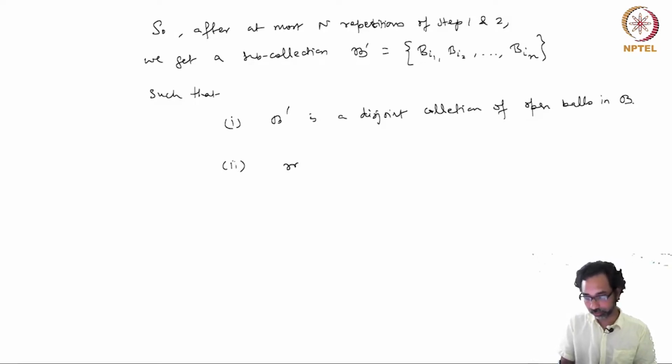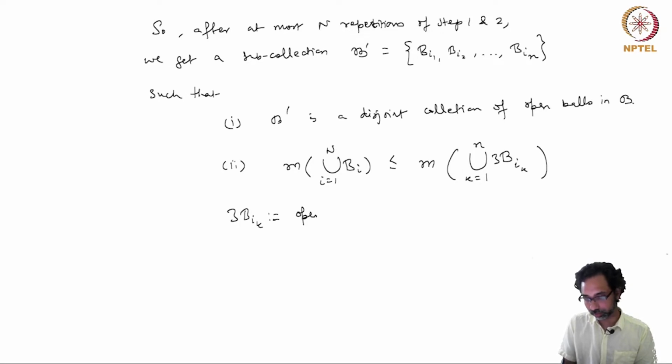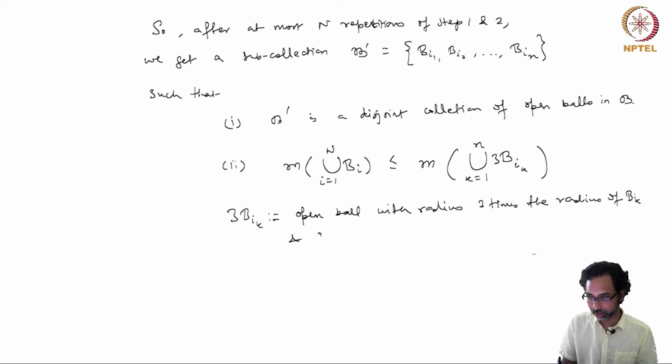And secondly, we have that the measure of the union of B_{ik}, k from 1 to n, is less than or equal to 3 to the power d times, well, let me write this first. This is less than or equal to the union, k equal to 1 to n, of the ball with the same center as B_{ik} but with 3 times the radius. So 3B_{ik} is the open ball with radius 3 times the radius of B_{ik} and the same center.